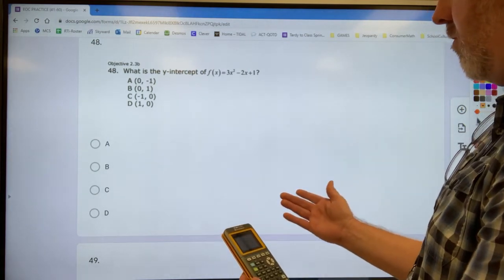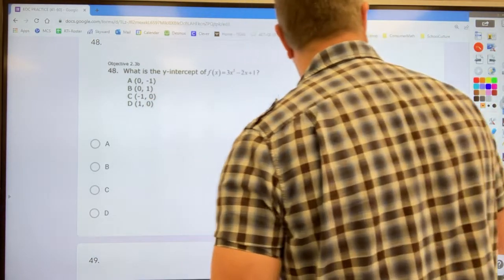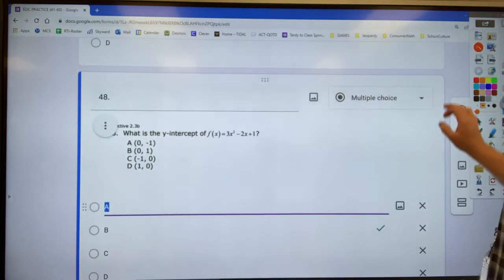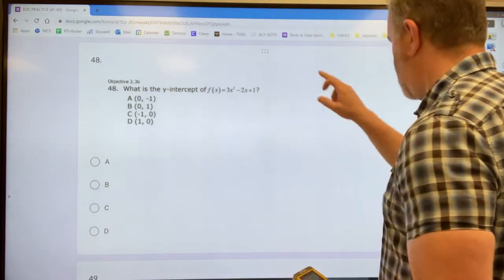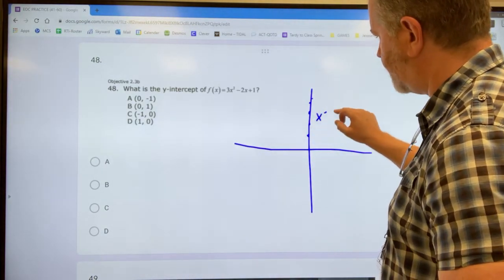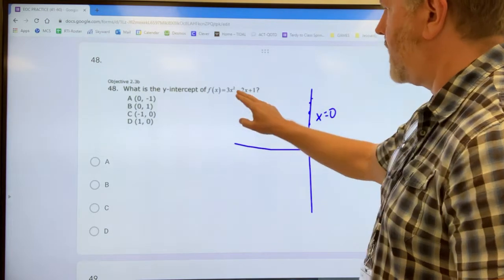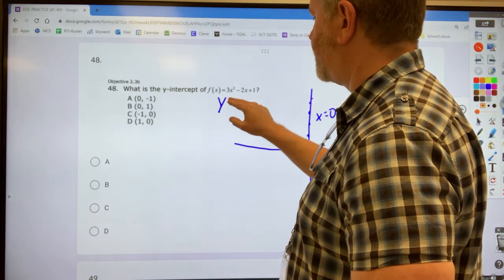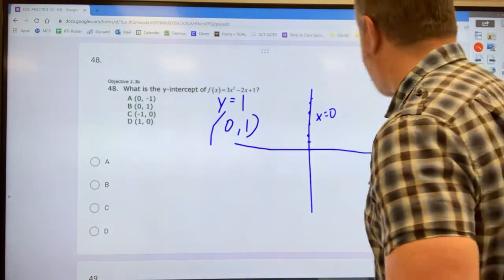Looks like +1. Zero, 1. We're going to go with B. Yep. Another way to do this one is any point on the y-axis, x equals 0, right? So this point's 0, 1, 0, 2, 0, 3, 0, -1, 0, 2. So we can plug in 0 for x, and we end up getting y. So if we plug 0 in for x, y equals 1. So that point would be 0, 1. Another way to solve that.